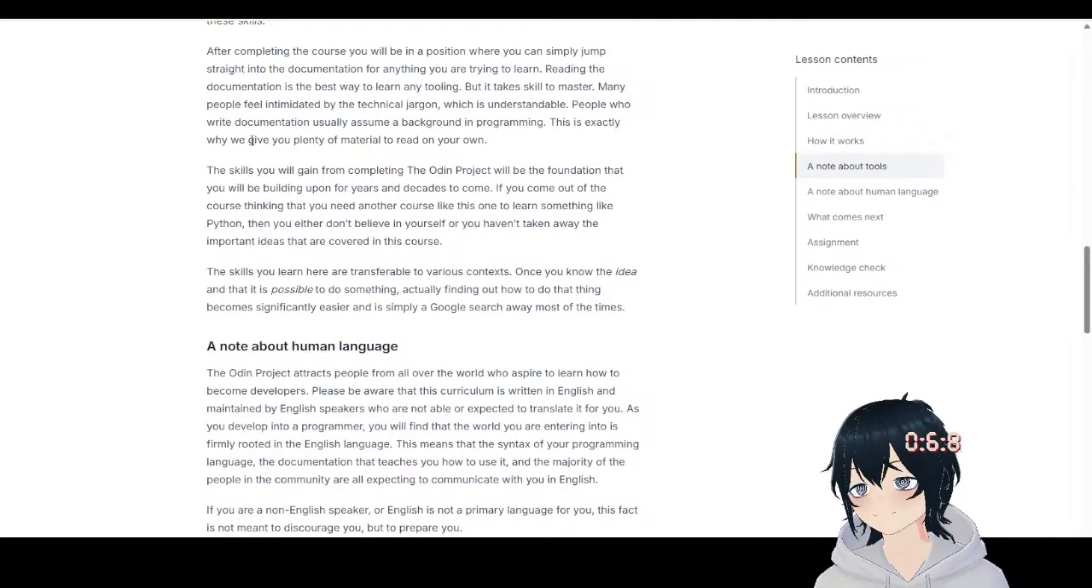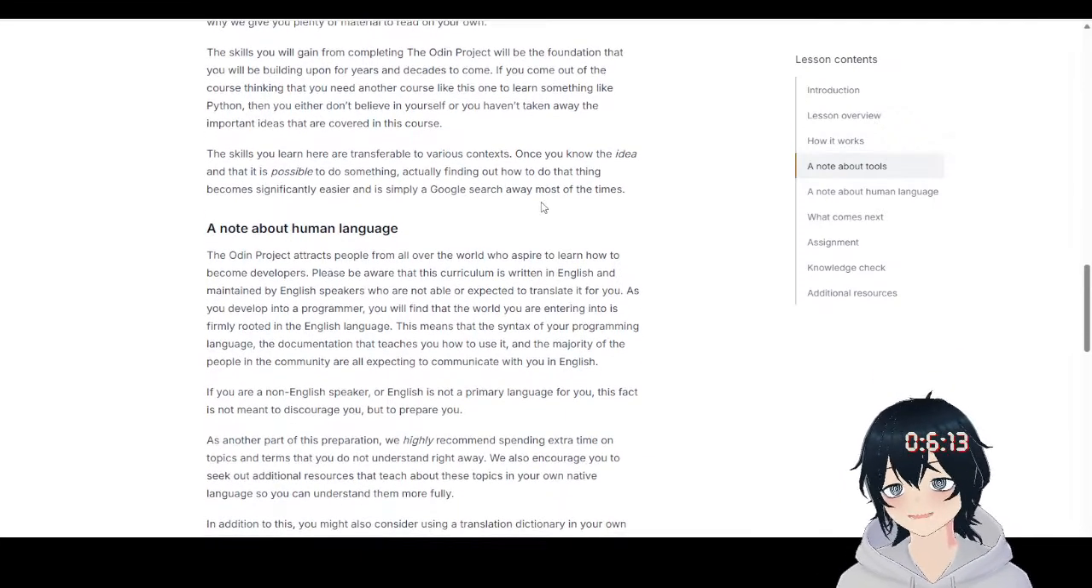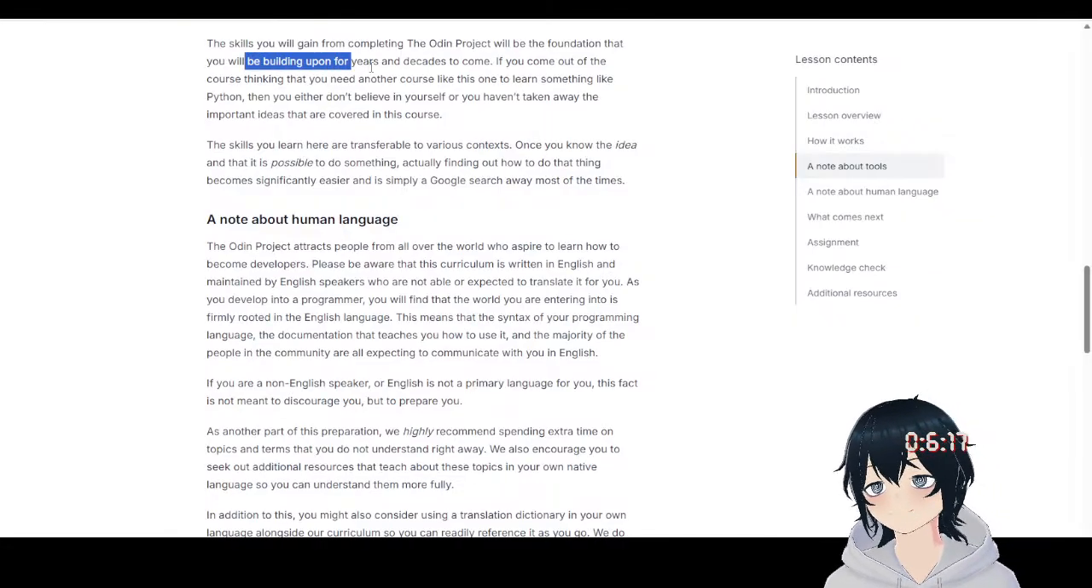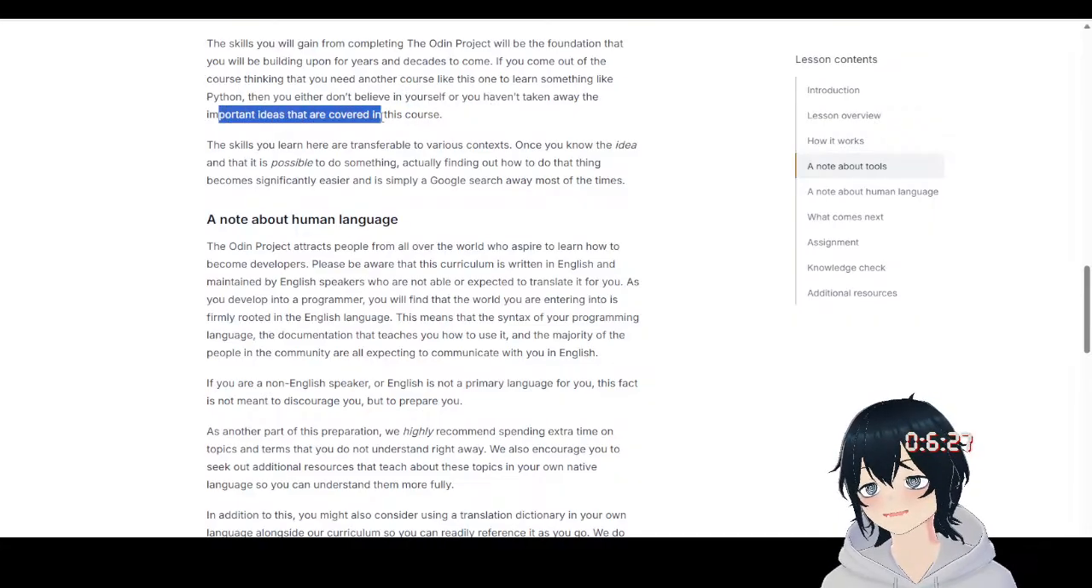This is exactly why we will give you plenty of material to read on your own. The skills you will gain upon completing the coding project will be the foundation that you will be building upon for years and decades to come. If you come out of the course thinking you need another course like this one to learn something like Python, then you either don't believe in yourself or you haven't taken away the important ideas that are covered in this course.